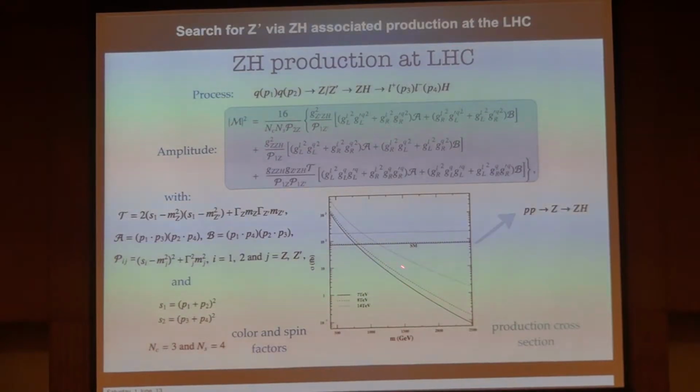Here NC and NS are the color and spin vectors. Here is the production cross section of this process. We choose the Z prime mass from several hundred GeV to 2.5 TeV, and with different center of mass energies at the LHC. This is for 7 TeV, 8 TeV, and also 14 TeV. For comparison, we also plot the Z mediated ZH production as a standard.